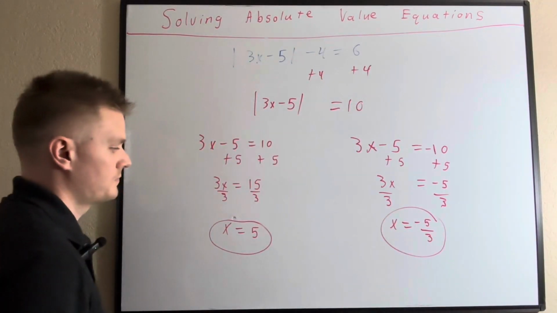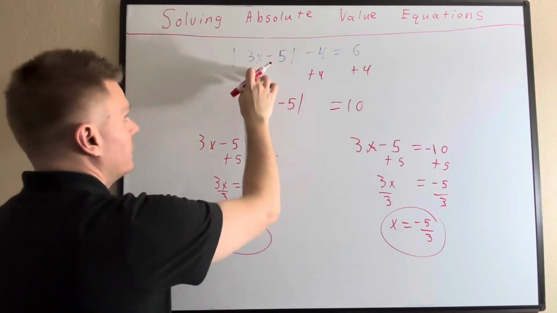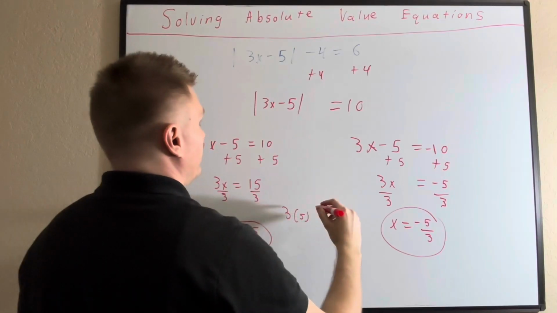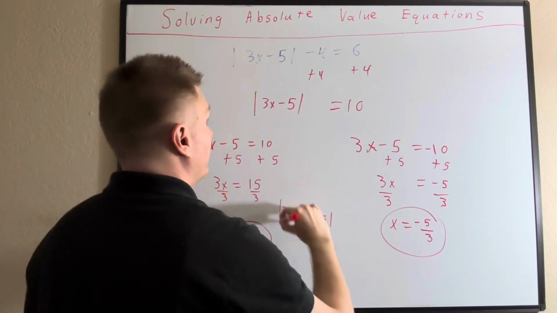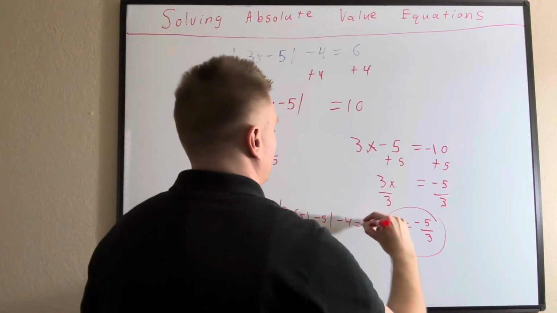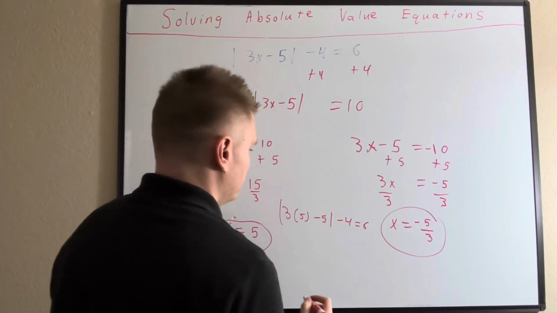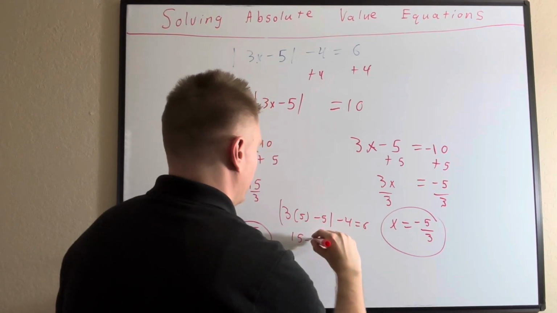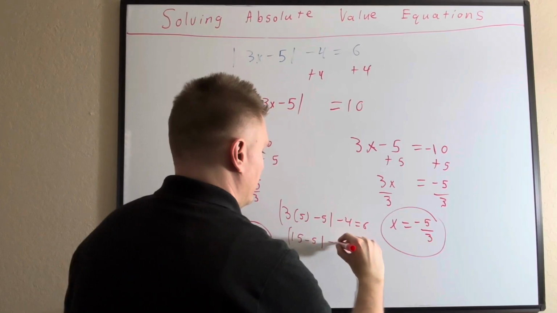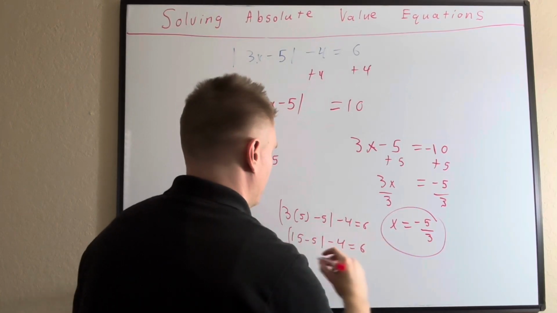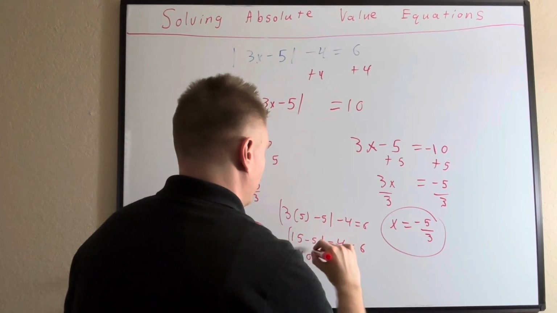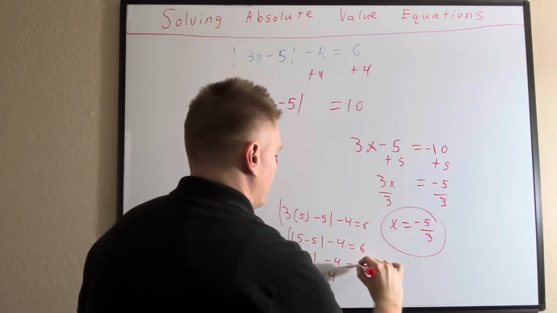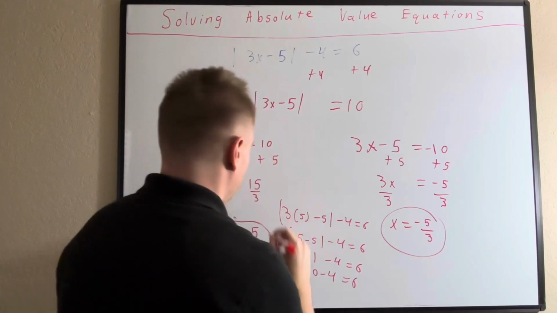Okay. Let's check those answers. 3 times x, in this case 5, minus 5, absolute value, minus 4 equals 6. 15 minus 5 is 10, right? 10, absolute value of 10 is 10, minus 4 is 6. 10 minus 4 is 6, so that works.